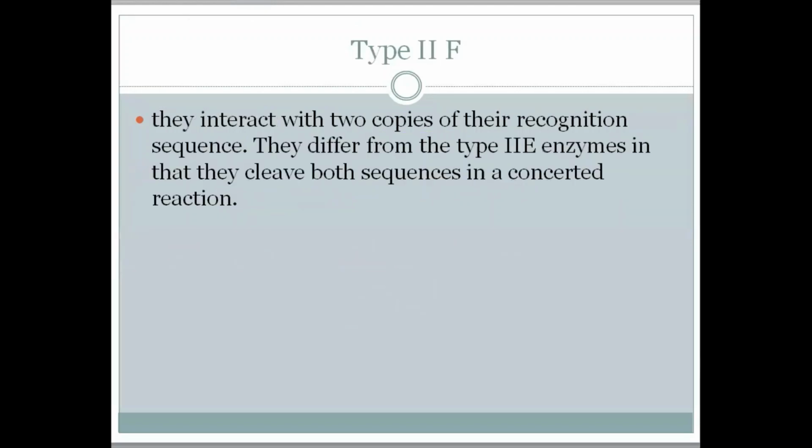Let's go to the next, which is type 2F. What is this type 2F? Type 2F interacts with two copies of the recognition sequence. It also interacts with two copies, but the difference with type 2E is that it cleaves at the same time. In type 2E, first it is activating at one side and then it is cutting. That's how it works. But in type 2F, it cuts at the same time in both. So till here, hope it's very clear.